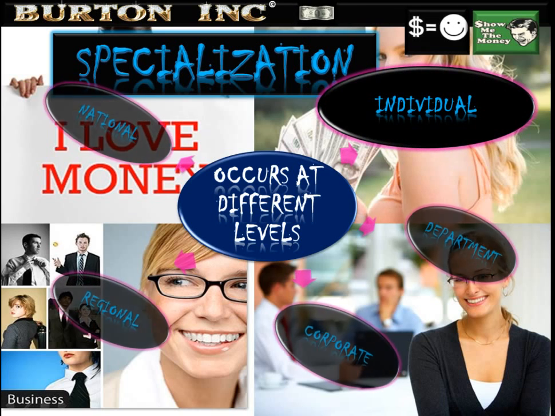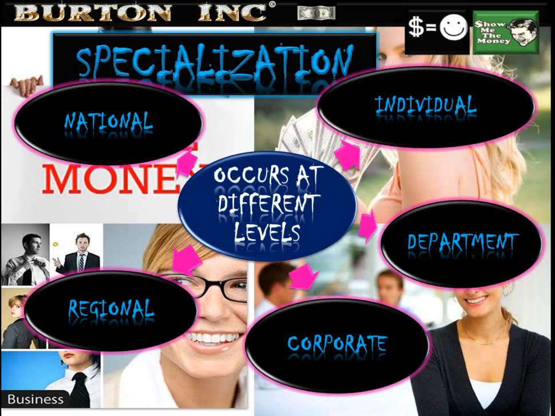Right, let's have a look at the different levels where specialisation occurs. They can occur at the individual, department, corporate, regional, or even national level. Now, at the individual level, people specialise in professions. For example, you have people that are specialised lawyers, teachers, farmers, doctors, engineers, taxi drivers, etc., etc.